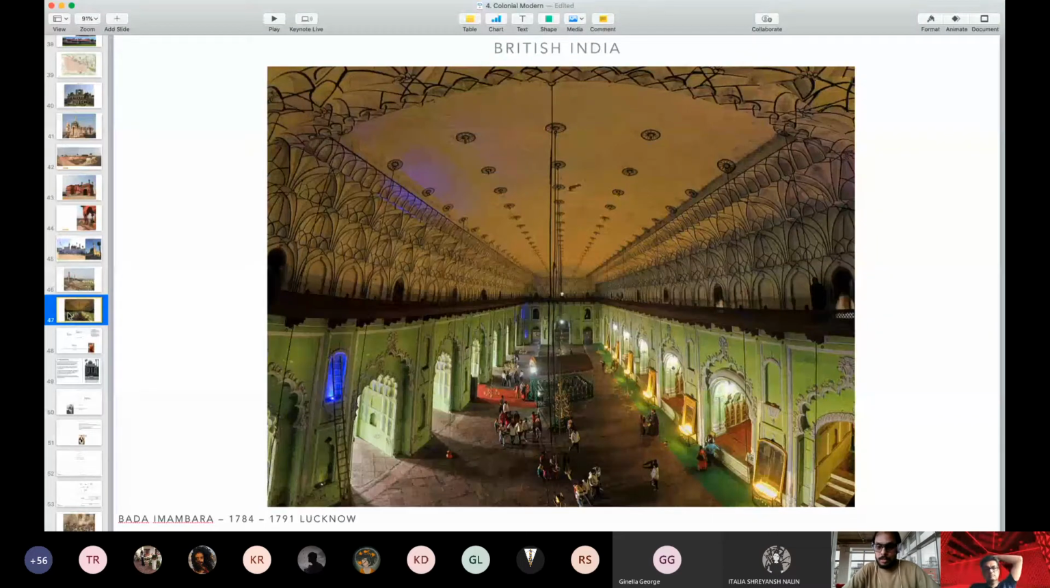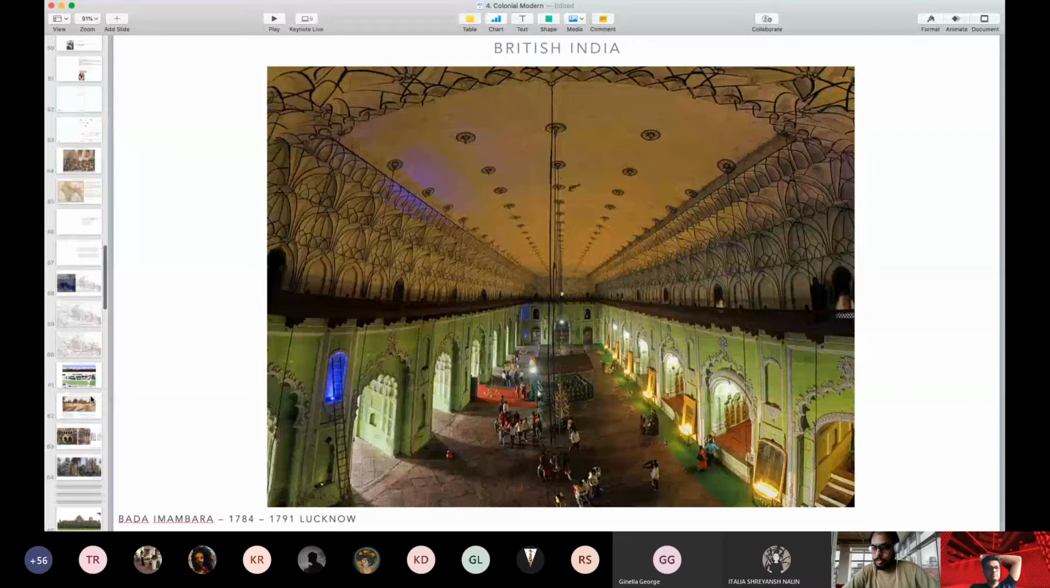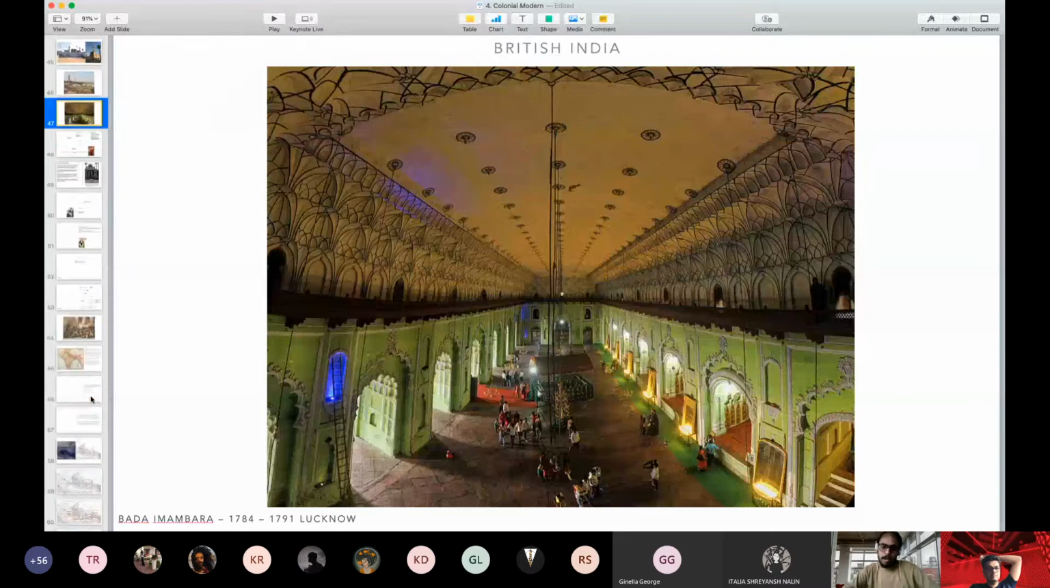Again, this is not within any of the complexes of the palaces. This is set outside that system, done with the money of the Nawab, engaging people to create something grand which magnifies the scale of architecture. So while we are looking at the La Martiniere building, the Bada Imambara is an even bigger scale of building. Next.